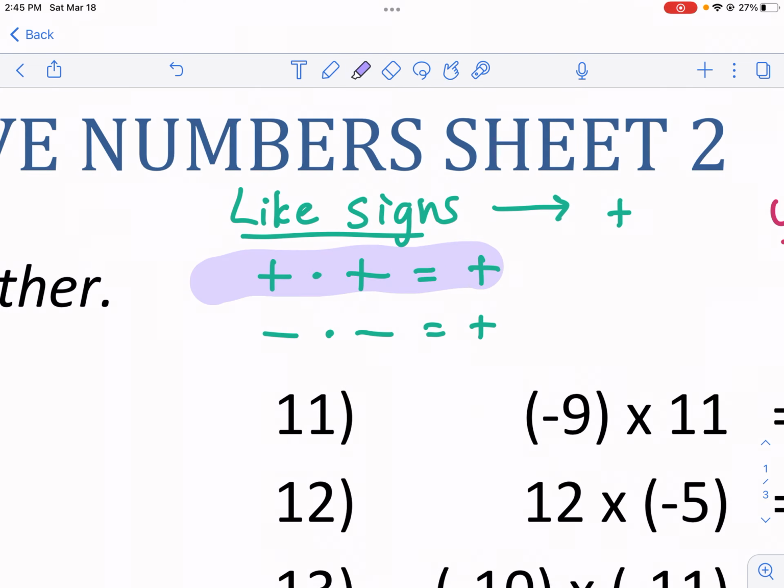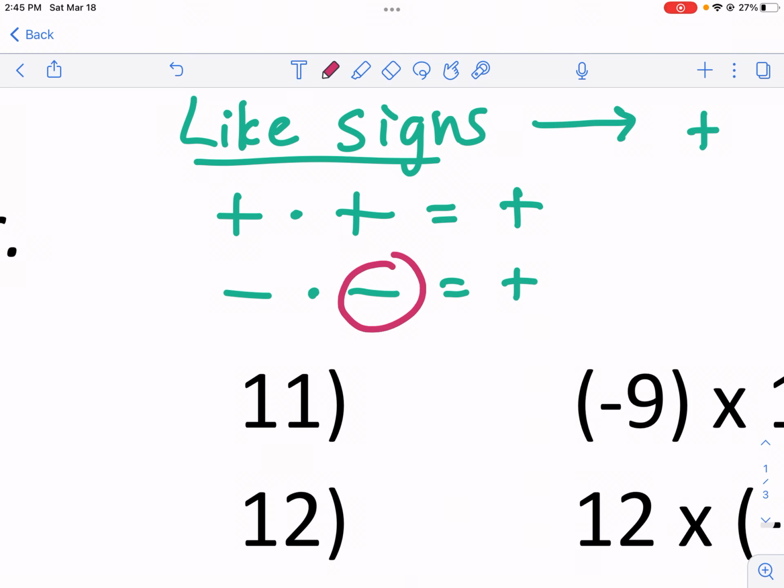This is understandable for positive times a positive, but why is a negative times a negative also a positive? I like to think of this as the opposite. If we have a negative number, say negative 2, and then we multiply it by a negative, we're essentially saying, what is the opposite of negative 2? The opposite of negative 2 is positive 2. And that's why when you multiply two negatives together, you get a positive.